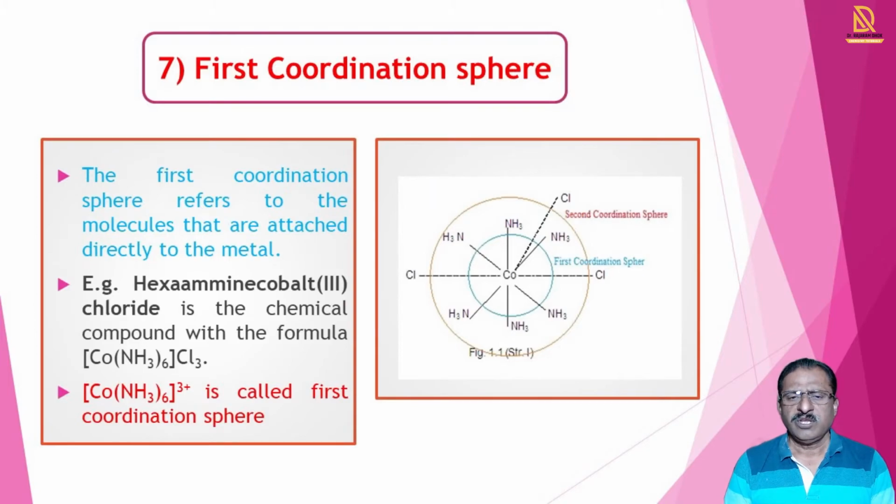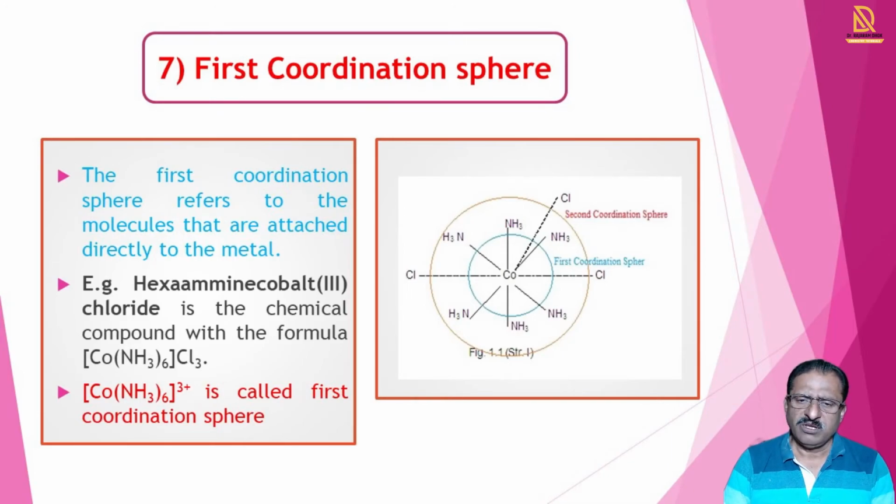Now, in coordination compounds, one other term is used, that is first coordination sphere. What is meant by coordination sphere? There are two types of spheres, the first coordination sphere and the second coordination sphere. The first coordination sphere refers to the molecules that are attached directly to the metal.